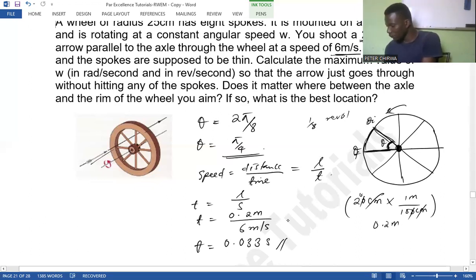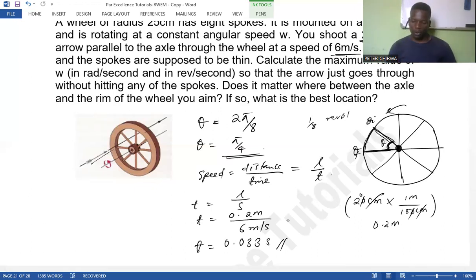And this time should be the same time that the wheel must take, or the spokes must take, to move from the initial angular position to another or final angular position. All right. I think you get it. Then now, what do we need now? What we need now is the angular speed, right? What will be the angular speed of this wheel?